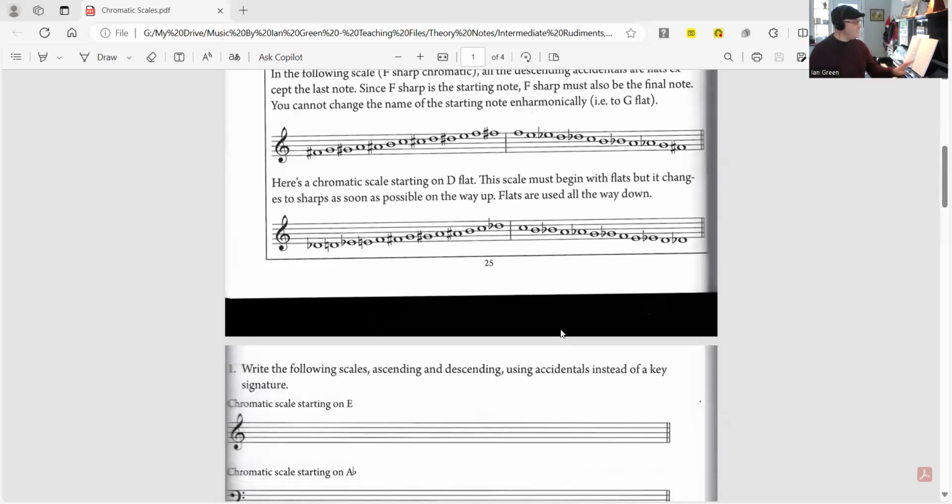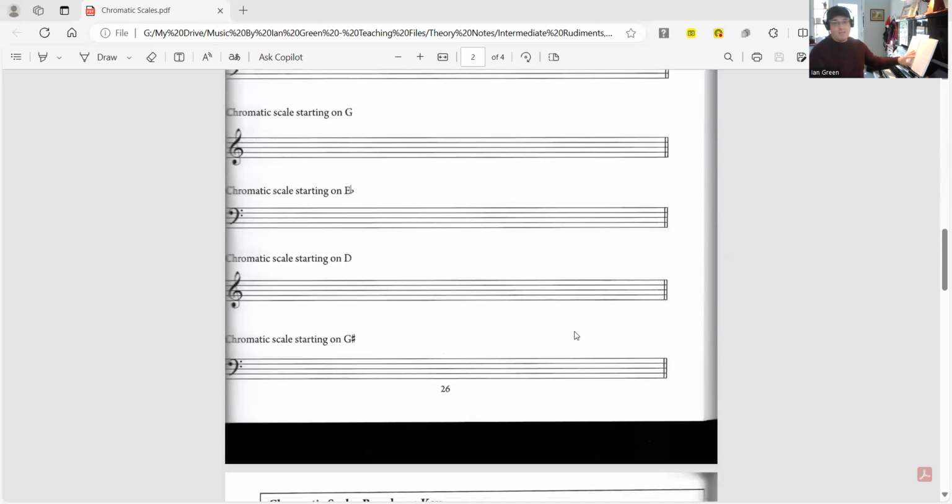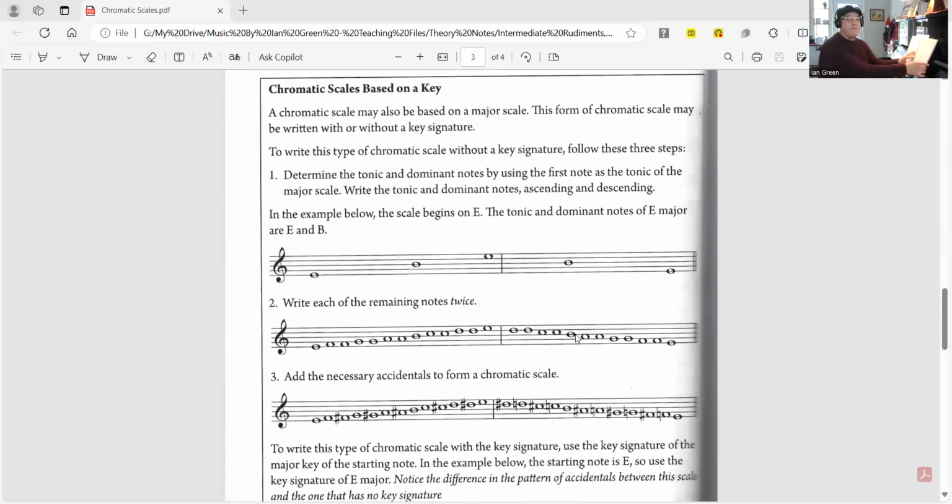Now, something that's interesting is writing a chromatic scale based on a key signature. This can sometimes be a bit of a confusing topic, so I want to spend a couple of minutes discussing this next.